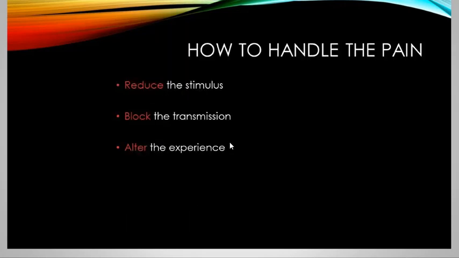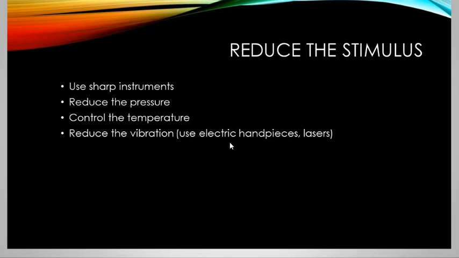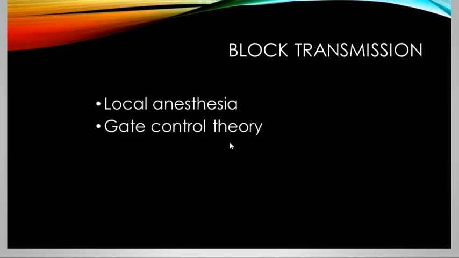So how do we handle pain? We can either reduce the stimulus, block its transmission, or alter the experience. Reducing the stimulus would mean using sharp instruments. Certainly we don't want to use dull instruments in treating patients. Reducing the pressure applied, controlling the temperature, and reducing the vibration. In my practice, we do use electric handpieces and often lasers, and I found both of those seem to be obviously much more pleasing to the patient. We can block the transmission through local anesthetic, which we're talking about today, or the gate control theory.